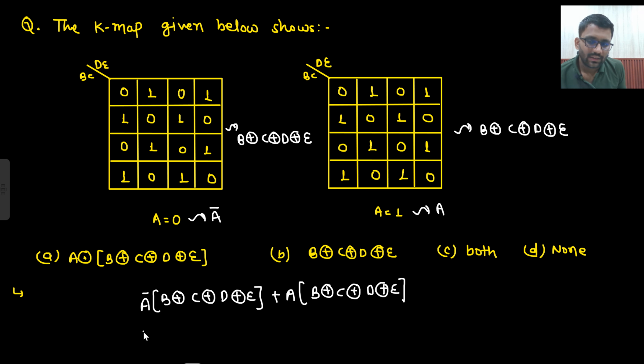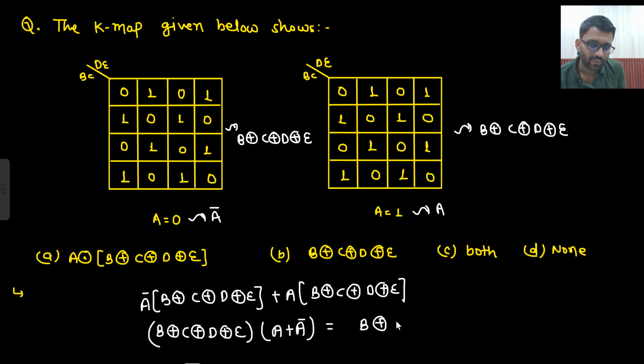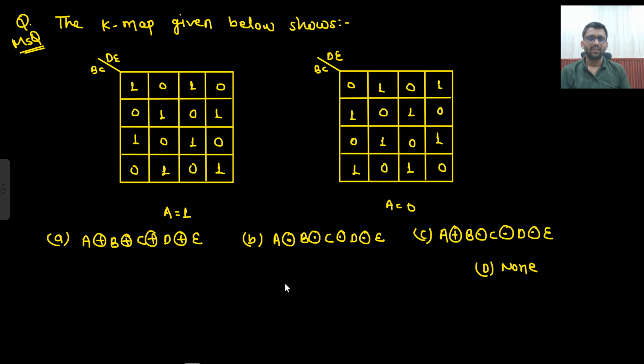A bar, this I can write X bar into Y plus X into Y. This is the scene, right? So I can take this B XOR C XOR D XOR E common. That is being taken common, and here we are having A plus A bar, and A plus A bar will be 1. So what you are getting? B XOR C XOR D XOR E. So that would be the correct answer, right? Let's see the next one.